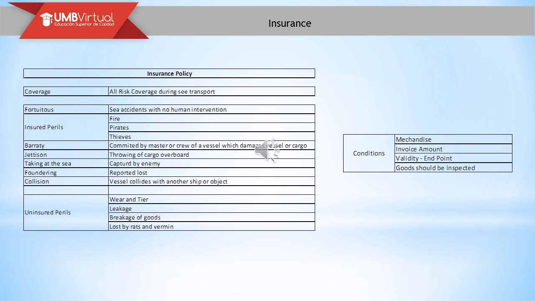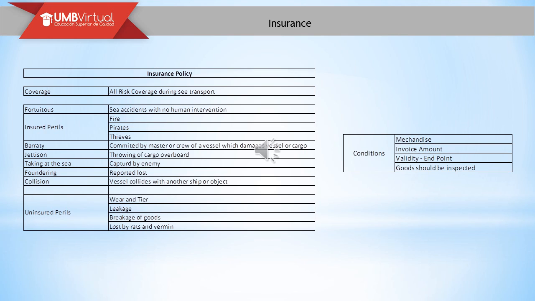Taking at sea, this is in case of war or something, because the vessel is captured by the enemy. The foundering, which means when the vessel is reported lost and after a certain period of time they don't find it, so it's reported lost as well as the cargo. And the collision, this is a common one, because the vessel can collide with another vessel or with another object like a rock or something in the sea.